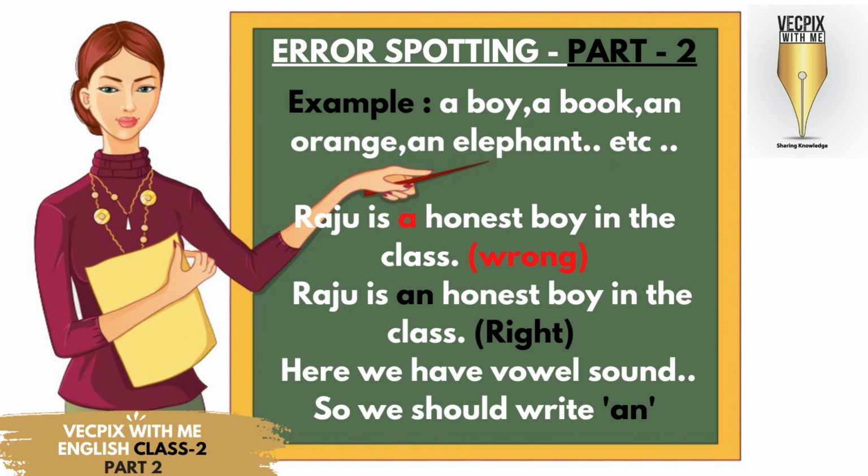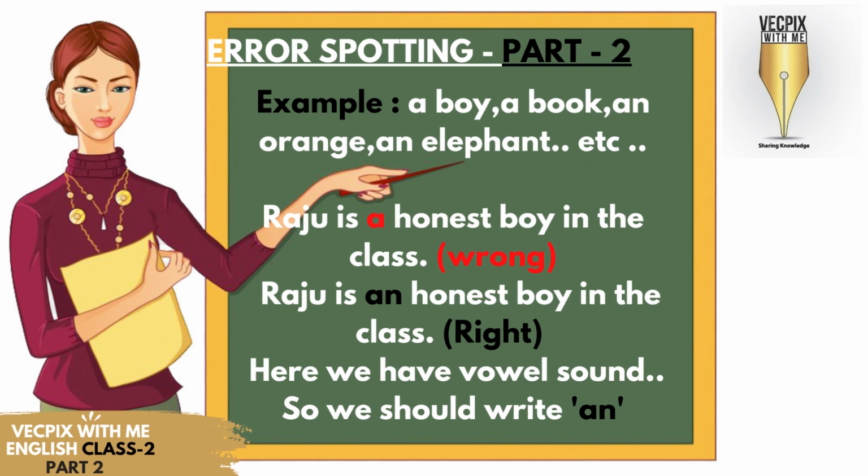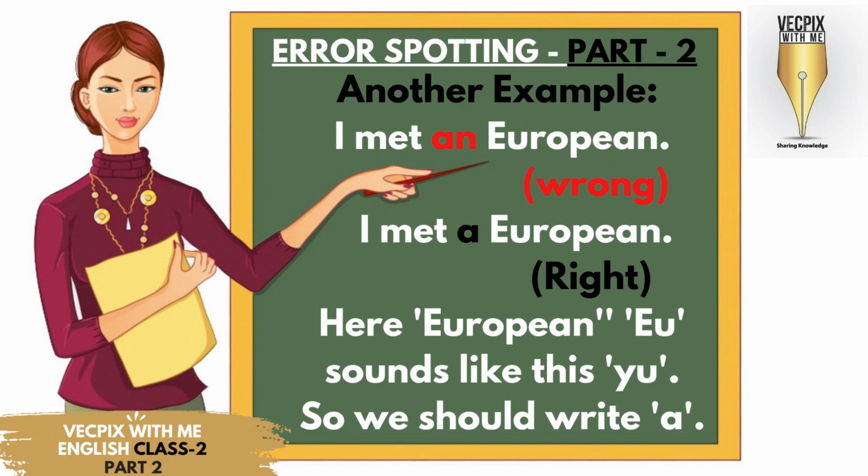Raju is a honest boy in the class. This one is wrong. Raju is an honest boy in the class. Here we have a vowel sound, so we should write an. I met an European. This one is wrong. I met a European. Here, European, EU sounds like this U. So, we should write a.